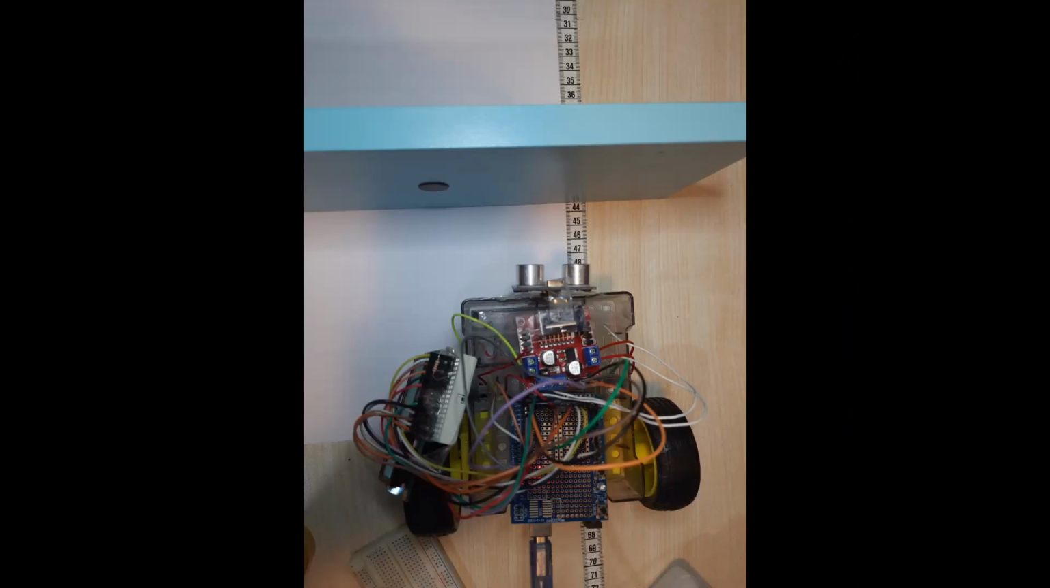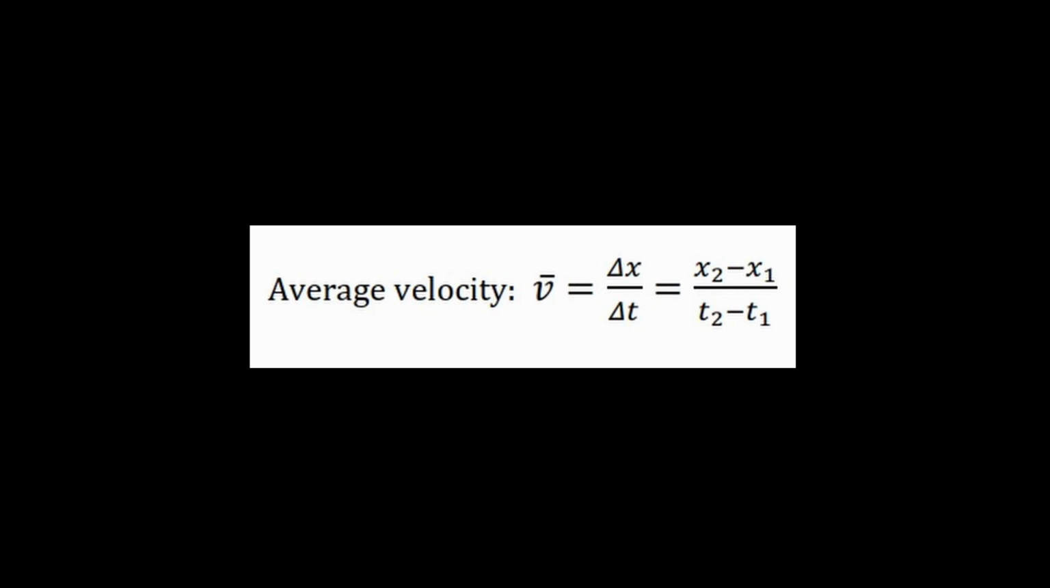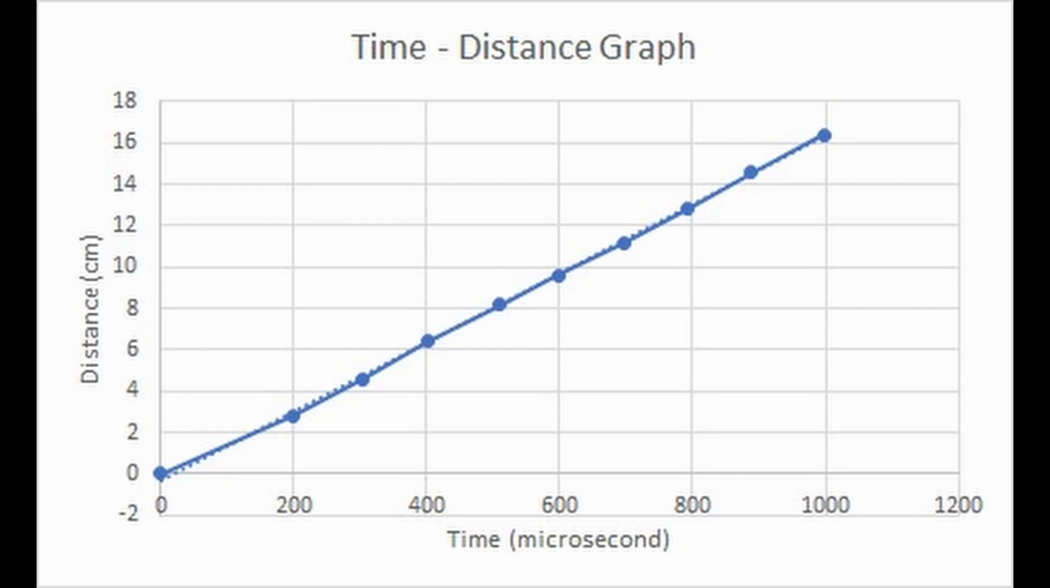Using a known distance and the time difference between two sound waves, we can calculate the speed of sound using the equation on the screen. And in the table, you can see the time in microseconds and distance in centimeters, which is calculated in the experiment. The time-distance graph is a linear graph, as expected, and the errors are measured as can be seen in the trend line of the graph.